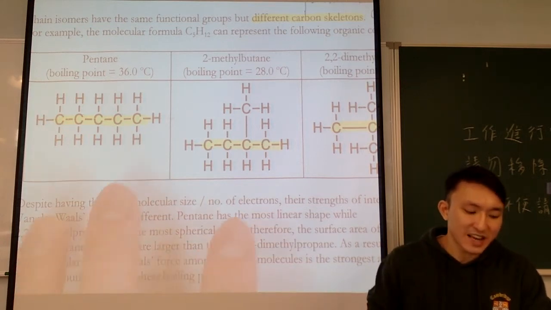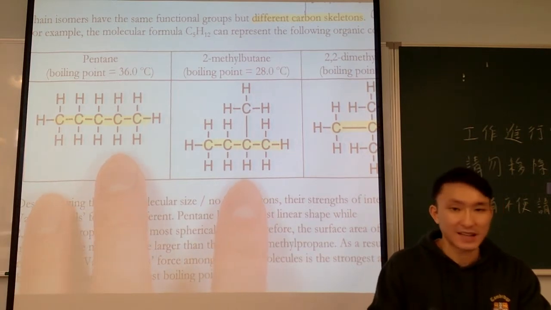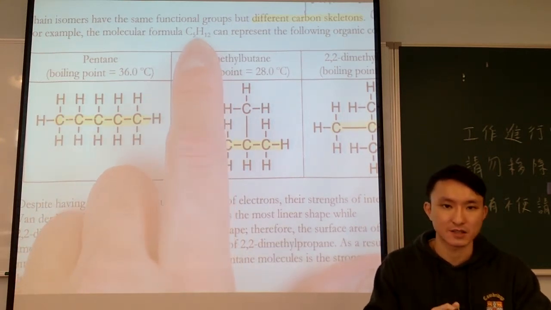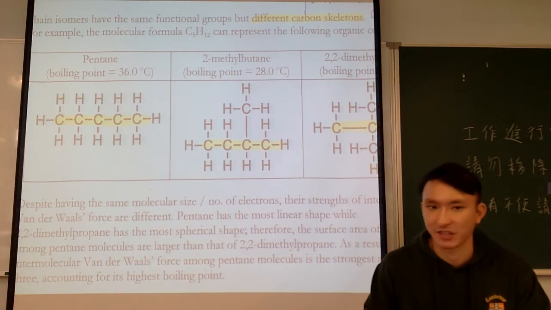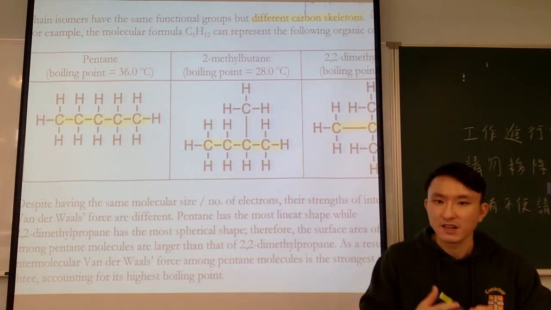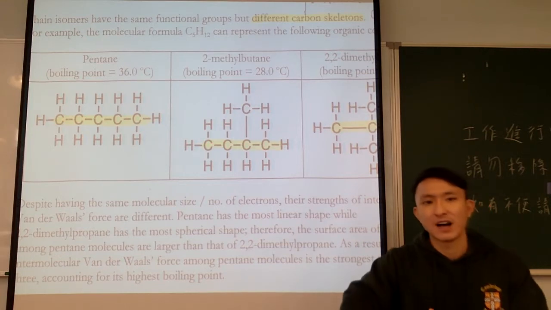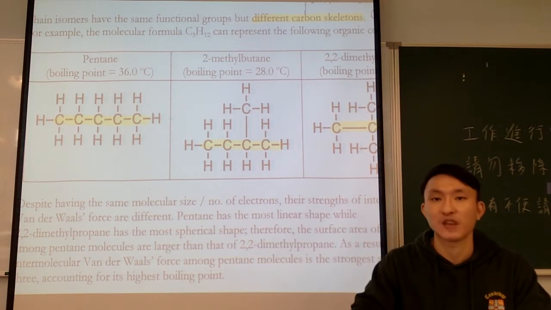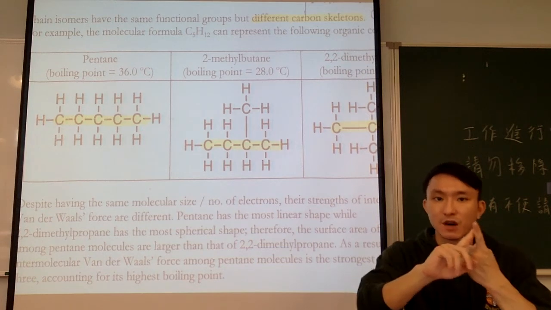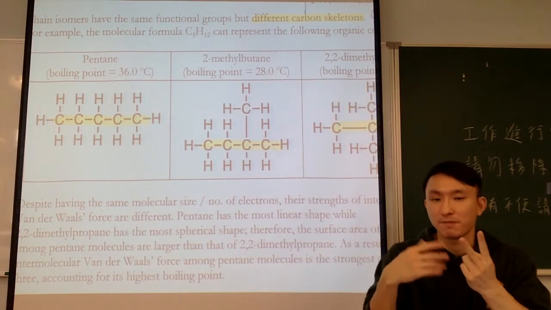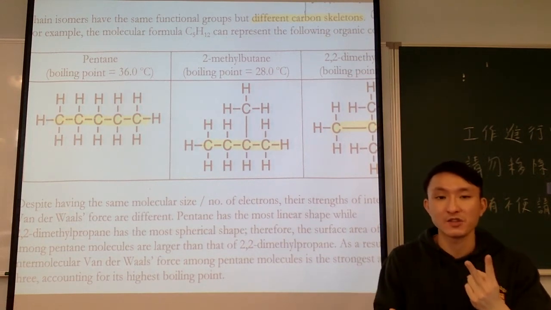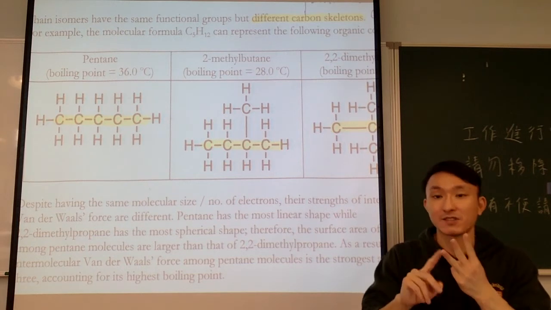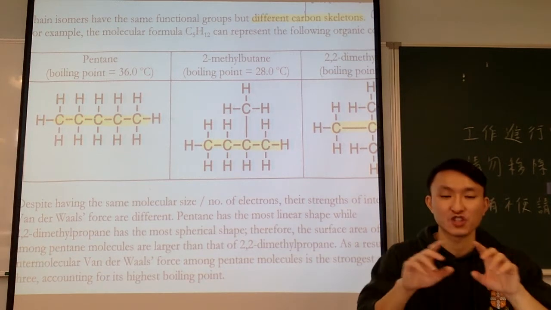However, since they are isomers, meaning that they have the same molecular formula, meaning that they have the same molecular size, then how can we do the comparison? Same size, then how can we explain? Now remember, when we talk about van der Waals force, there are 3 factors altogether that determines the strength of van der Waals force. The first one is obviously the molecular size. The second one is the polarity. Polar molecules usually have a higher, stronger van der Waals forces. But there is a third factor, which is the shape of the molecule.